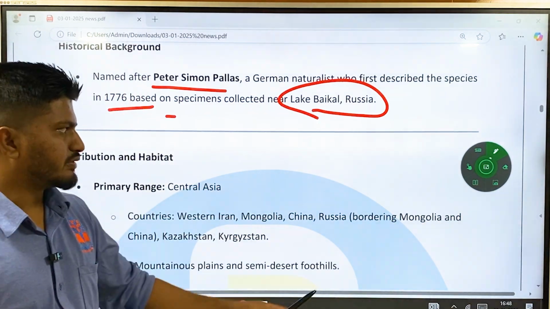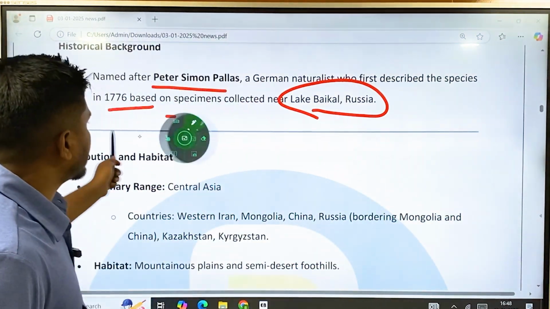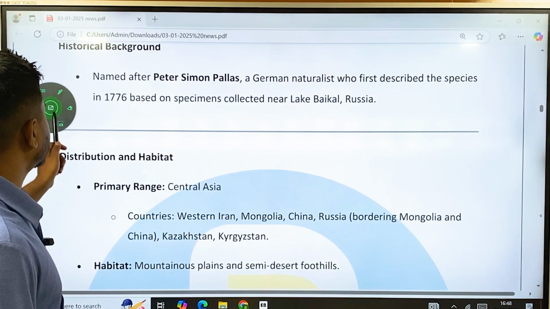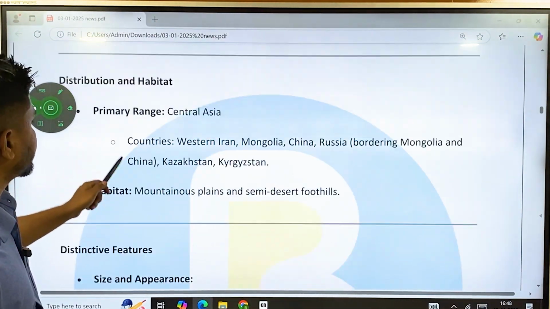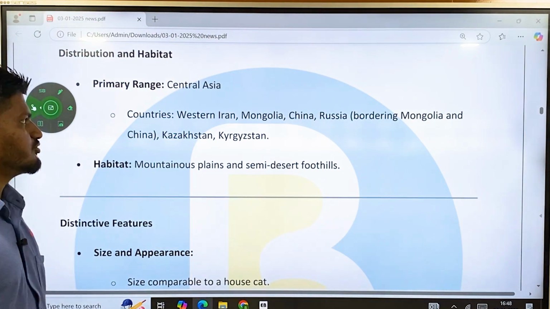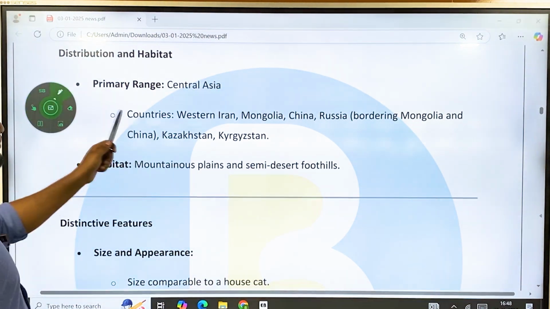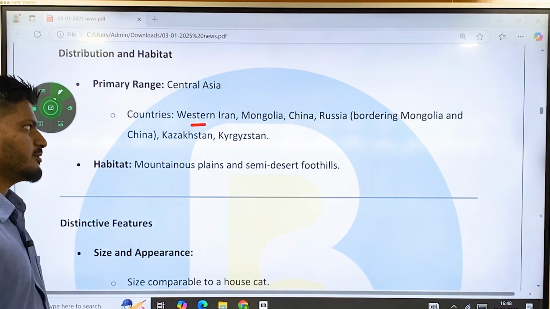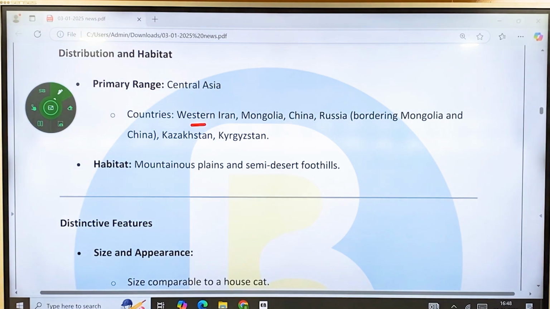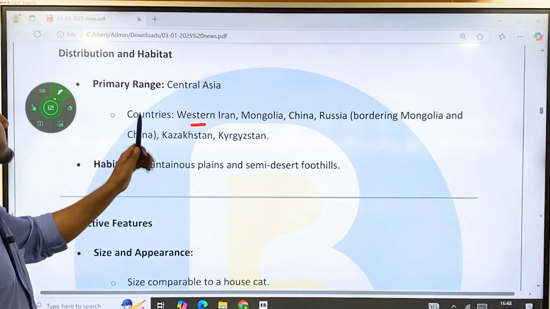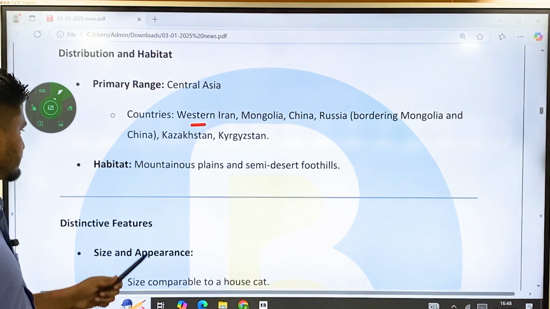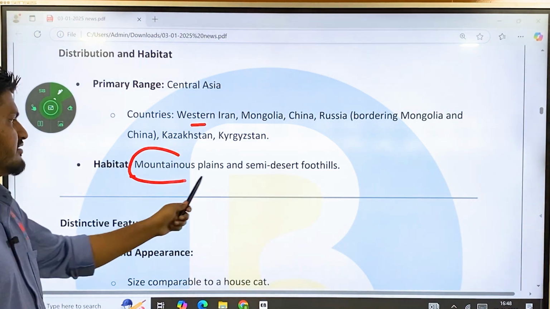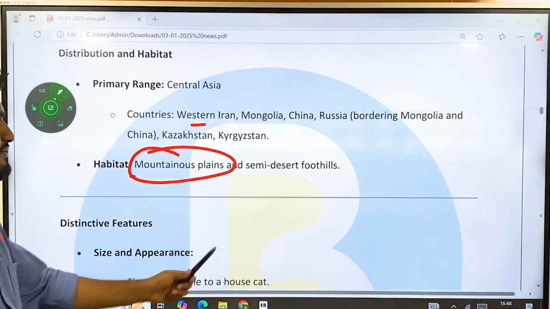Okay, so this cat was originally discovered in Russia, but now proof is available that this cat is present in India also. And about the distribution and habitat, the primary range is mainly Central Asia, and the countries are Western Iran, Mongolia, China, Russia, Kazakhstan, Kyrgyzstan. All the Central Asian countries house this Pallas cat, but now it is also present in India. Habitat is mainly mountainous plains and semi-desert foothills.